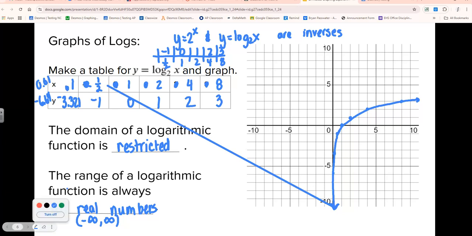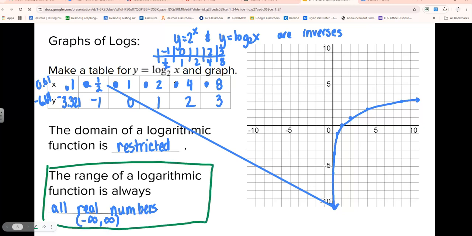Here is something you definitely want to include on your note card, because I'm going to ask you a range question, and it's going to be of a log function. What should your answer automatically be if we're talking about a log function? It should automatically be all real numbers, right?